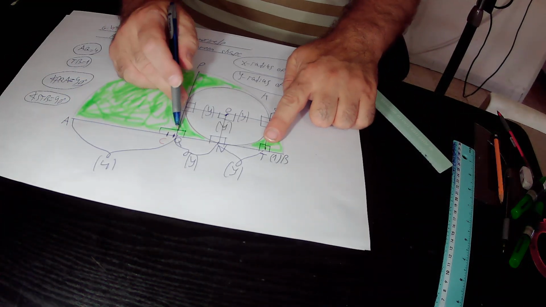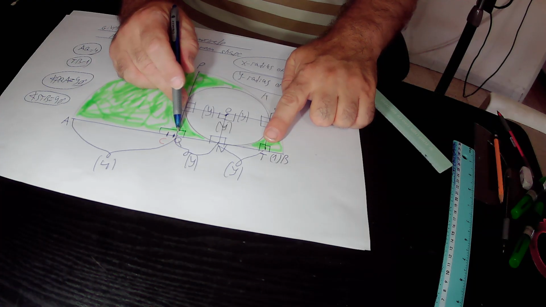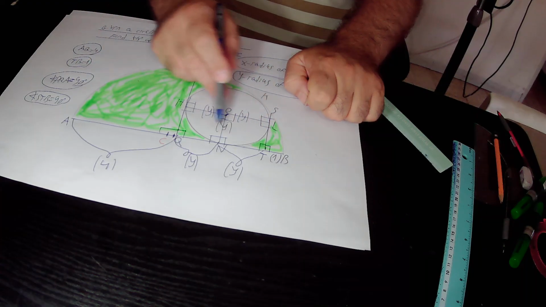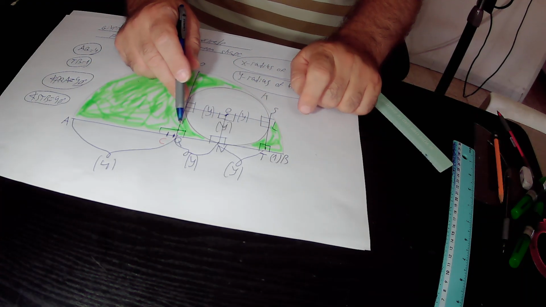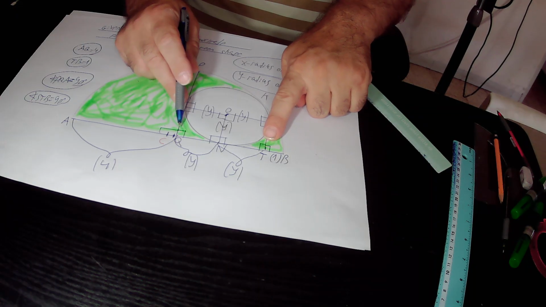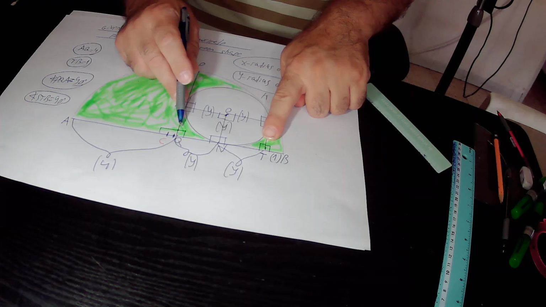This is line segment QT. Line segment QT is part of the straight line AB. So part of a straight line must also be a straight line. Therefore QT is a straight line, and QT in total must be equal to QN plus NT. That is why QT equals QN, that is y, plus NT, that is also y. So QT in total equals 2y.